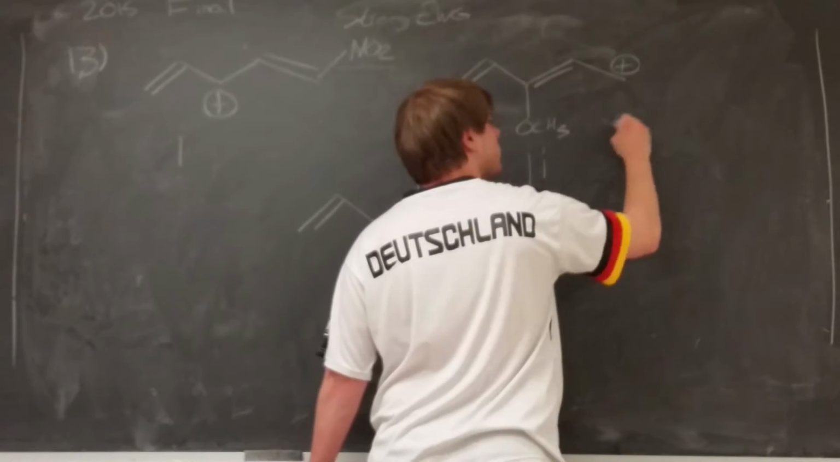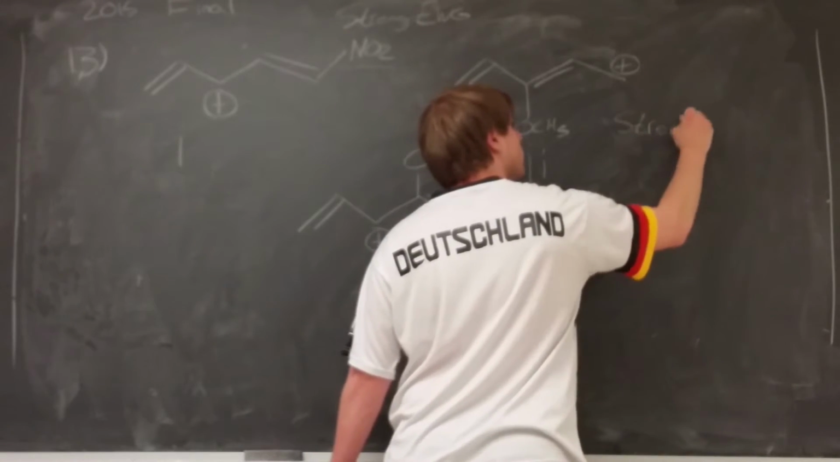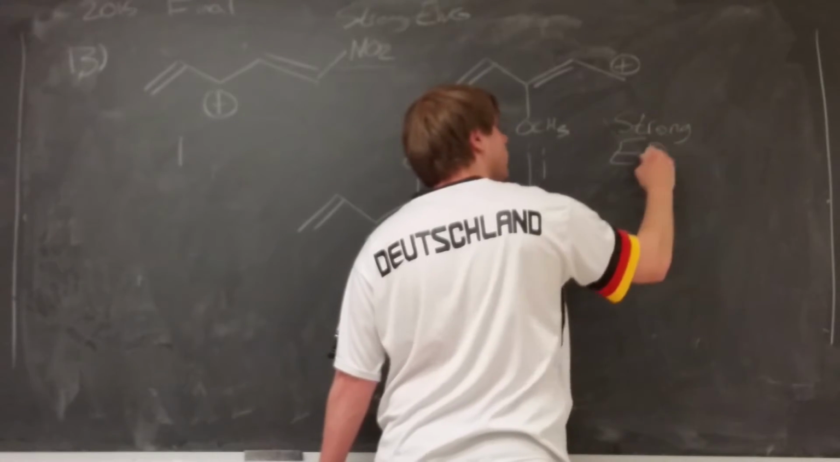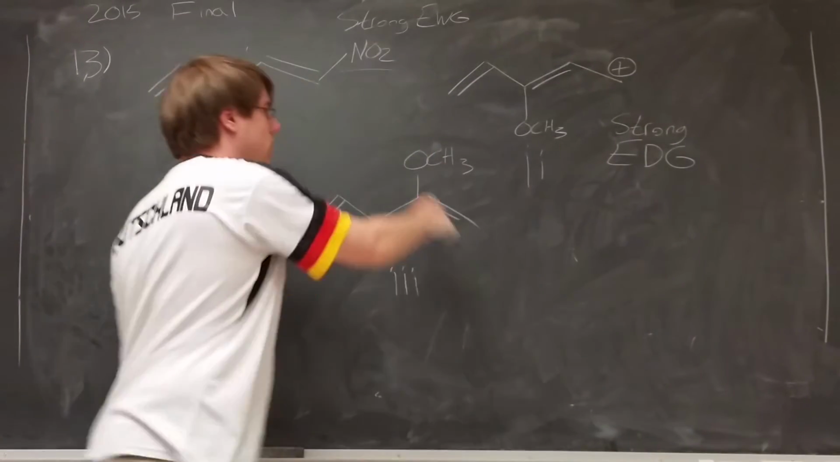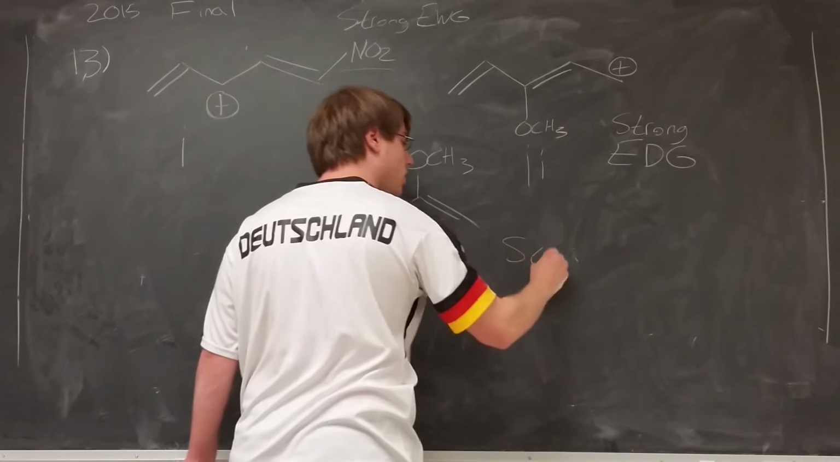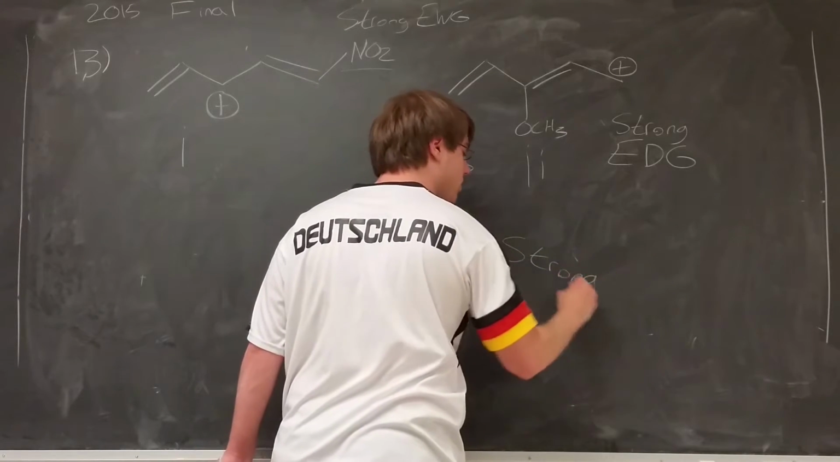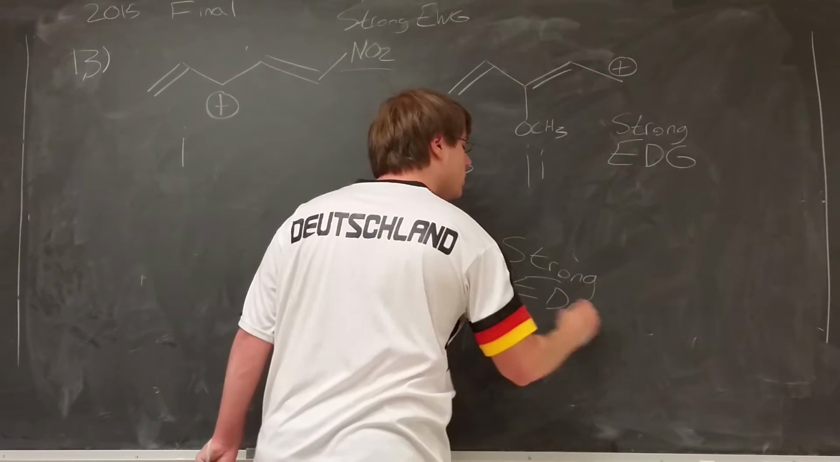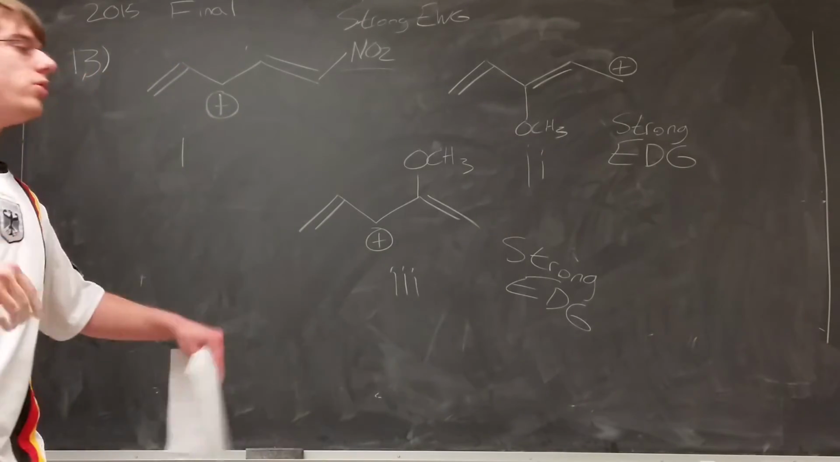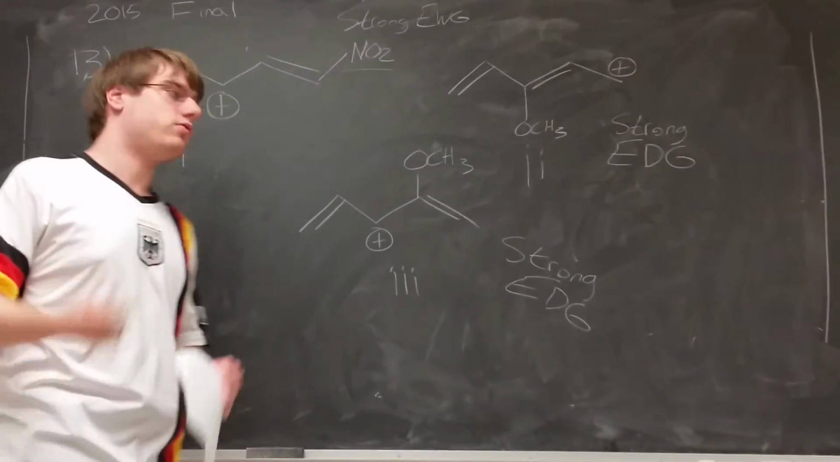OCH3 is a strong electron donating group. And another OCH3, so this also has a strong electron donating group. And now we have to figure out, well, how do donating and withdrawing groups affect a positive charge?